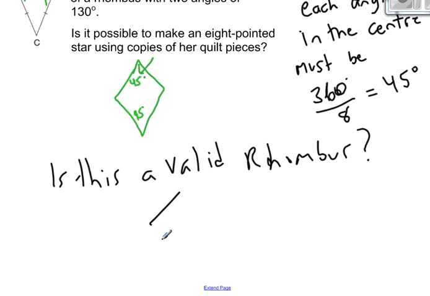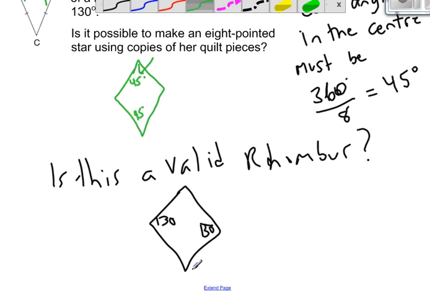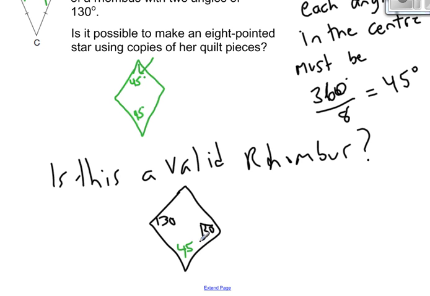So the rhombus, what I know about what I think is a rhombus is that this is 130 and this is 130. That was given to me in the question. And I've just discovered that this has to be 45 and this has to be 45. Can I make a rhombus that looks like this?